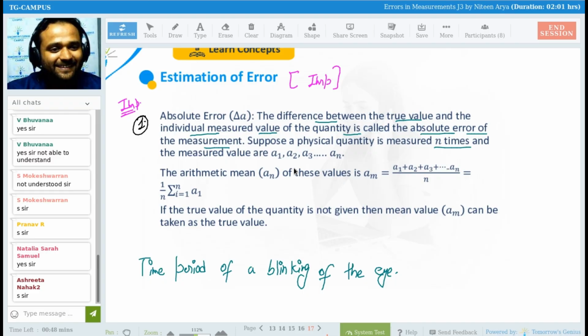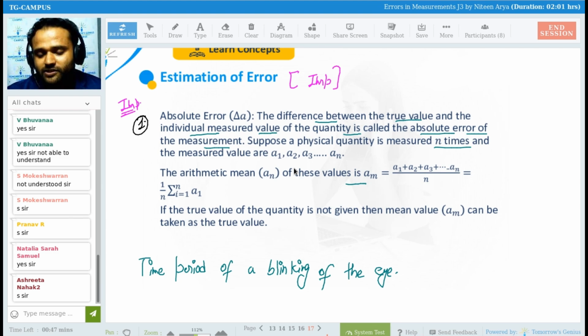Is this clear? That is accurate, na? We can do that. Every student here is going to give me different values. So suppose Pranav takes 10 observations, and after 10 observations, the arithmetic mean of the 10 observations is AM. Now, why do we find this arithmetic mean? Because we do not exactly know the accurate time at which she is going to blink.